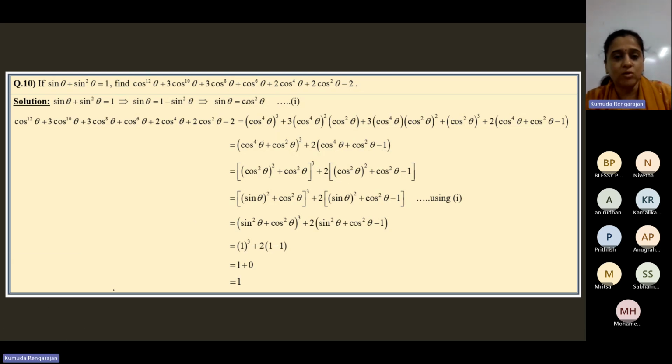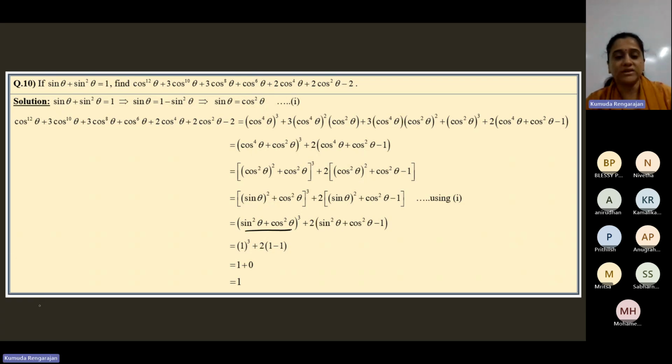Now we have this result. Now what is cos square theta? Sin theta. And I've told you, this cos square theta, don't write sin theta. This cos square theta is sin theta. So sin theta the whole square is sin square theta. Right? And here also this cos square theta is sin theta, and sin theta the whole square is sin square theta.